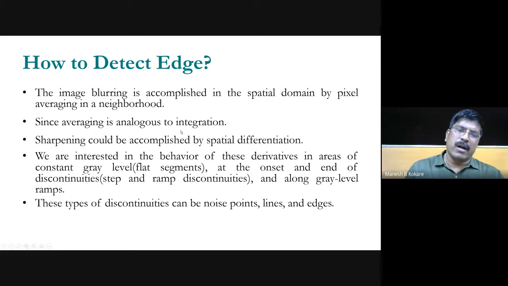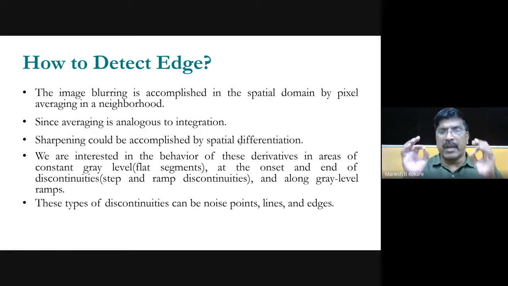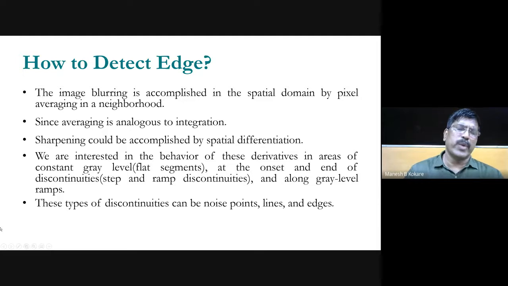As I told you, noise is removed by integration operation, whereas an edge is detected by using the derivative operation. Derivative in a digital image is nothing but taking the difference of the consecutive pixels. We are interested in the behavior of these derivatives in areas of constant gray level, like flat segments, or at the onset and end of discontinuities, that is step, or sometimes you can get ramp discontinuities, and also along the gray level ramps and so on. So we have to find out the edges in such situations.